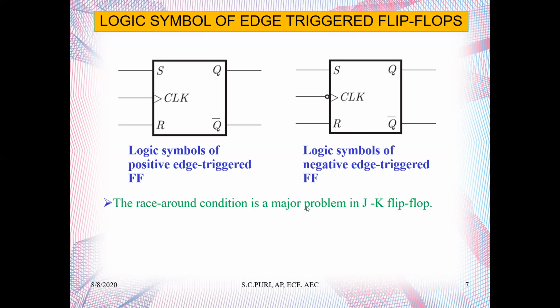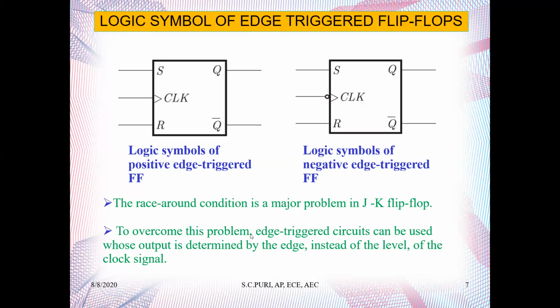The race around condition is a major problem in the JK flip-flop, which we discussed. And we have also seen that to overcome this problem, an edge triggered circuit can be used, whose output is determined by the edge instead of the level of the clock signal. So when we talk of edge, we are talking of either positive edge triggering or negative edge triggering. This output will change only at this instant of time or this instant of time.